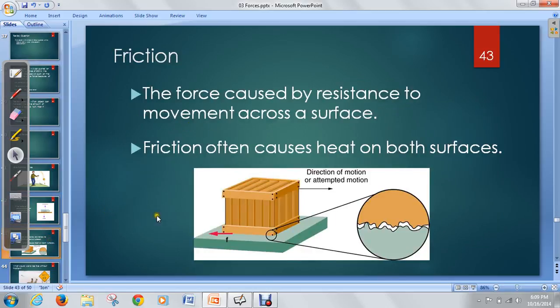Then we had friction. Friction is the force caused by resistance to movement across the surface. It often causes heat. On a macro scale, we might think surfaces are pretty flat, but if you really look on a microscopic scale, they're pretty rough. So the collisions between the different parts of the surface are what cause that friction, which causes that force that doesn't want it to move. Friction is a big force that we cover and we see in daily life.